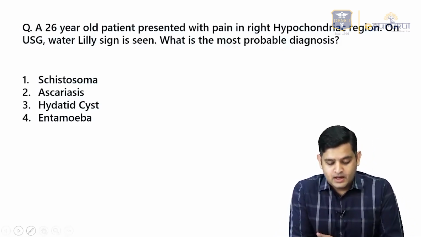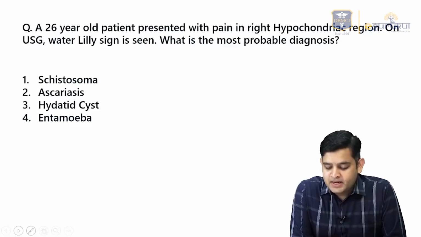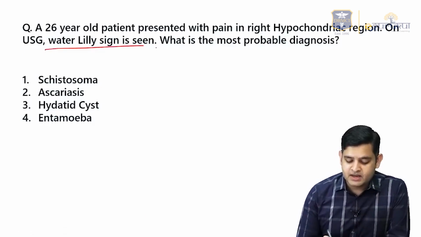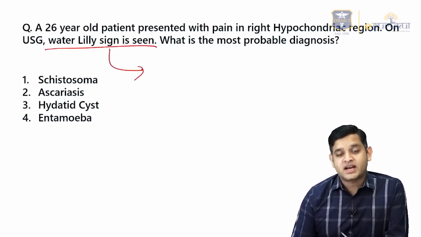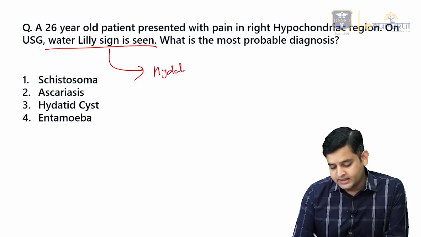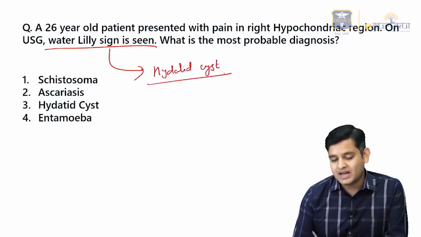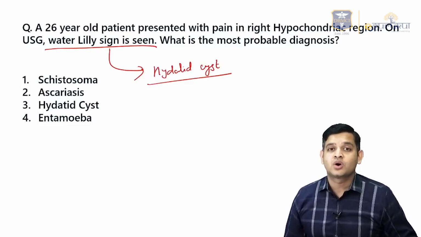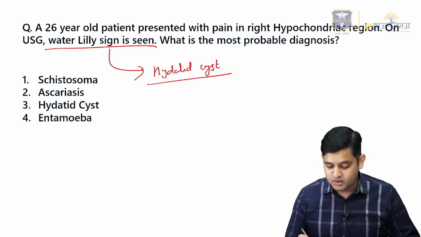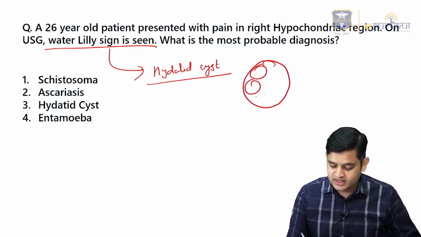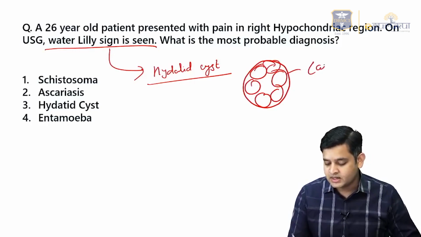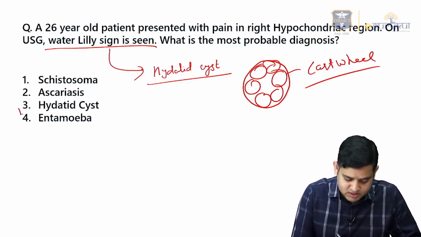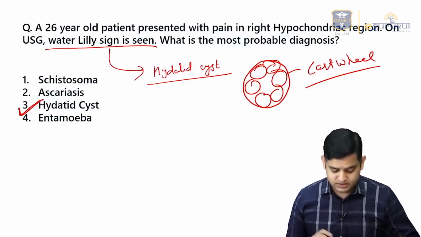A 26-year-old patient presented with pain in the right hypochondriac region. On USG, water lily sign is seen. Now this is a typical factual question. A water lily sign is diagnostic for hydatid cyst. Though it is classically described on a chest radiograph, it can also be described on the ultrasound of the abdomen. On the ultrasound of the abdomen, there is another sign that has been described, which is called the cartwheel appearance. So this is a case of hydatid cyst.